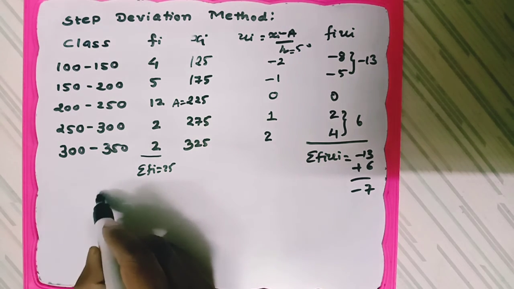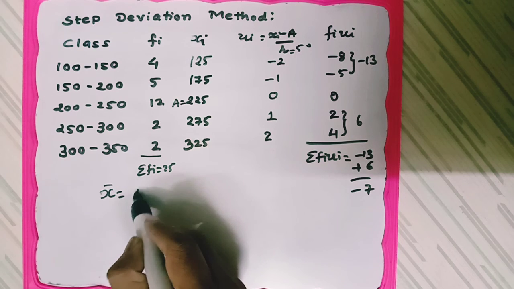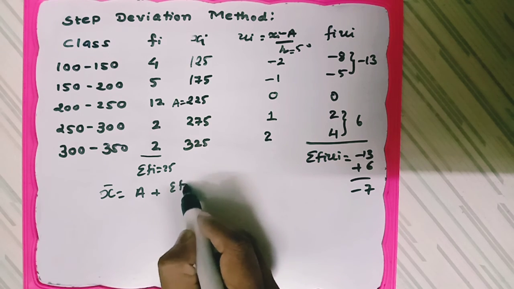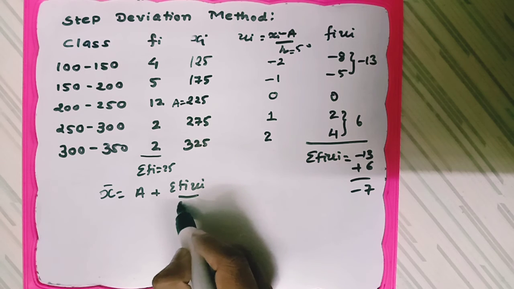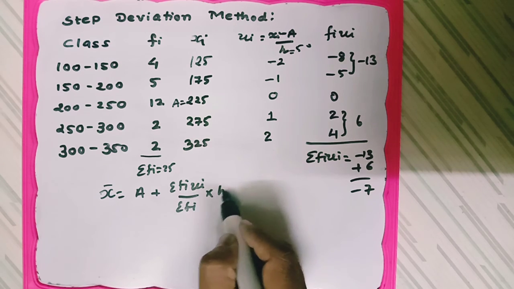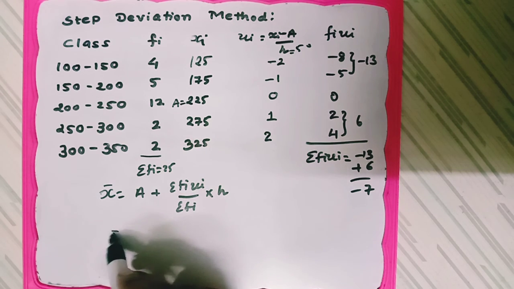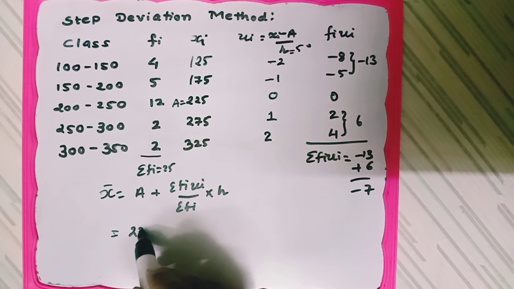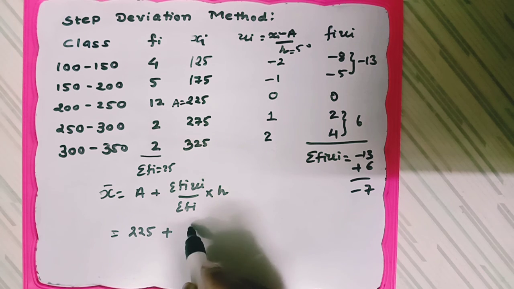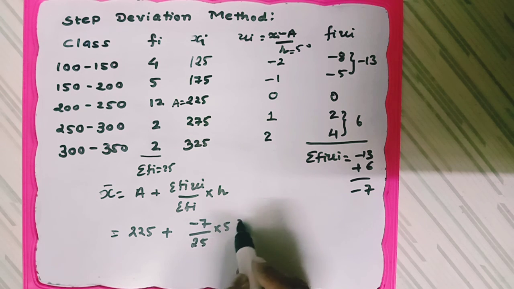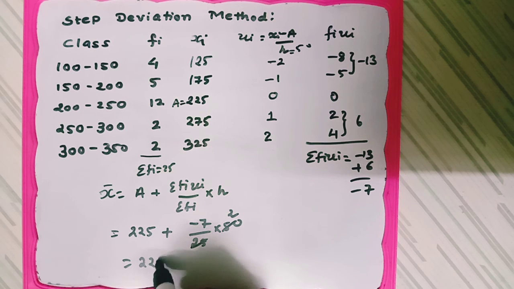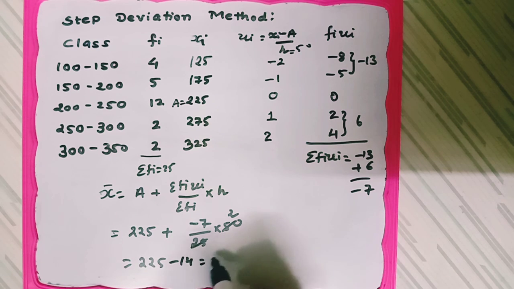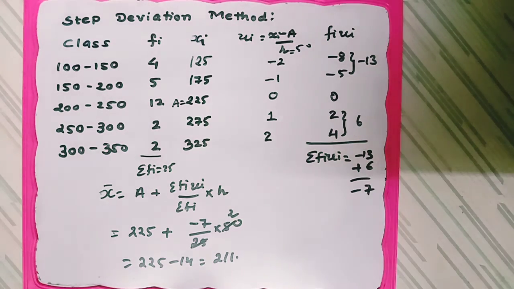And so these values we substitute in the formula x bar equals a plus sigma fi ui upon sigma fi, into h. So a value we have 225 plus sigma fi ui, minus 7 upon 25, into h, which is 50. So 25 2s are 50, and so 225 minus 14 we do, then it is 211, which is the mean.